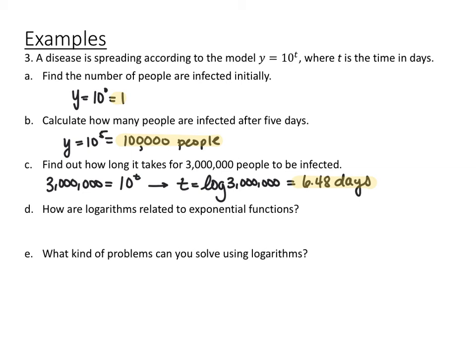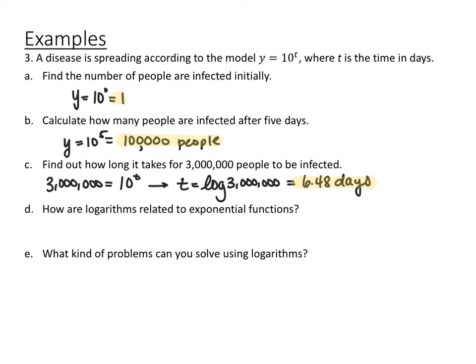Part C, find how long it takes for 3 million people to be infected. So I took our function and set it equal to 3 million. And since I'm solving for our exponent here, I want to undo it. So I'm going to switch it into logarithmic form. Base stays the same, log base 10, which is the same thing as not writing a base at all. Input and output switch, so t is equal to log of 3 million. I plugged that in my calculator and got 6.48 days.